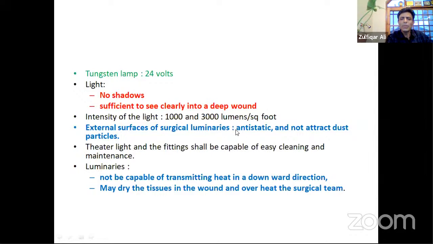The intensity of the light should be around 3000 lumens. And we should remember that all lights should not transmit heat in a downward direction. At the same time, if there is minimal transmission of heat, there may not be drying of the tissues over the wound, and it may not bother our surgical and anesthesia teams, most of the time our surgical team who is operating under the lights. And if there is no transfer of heat, our surgical team will be comfortable.